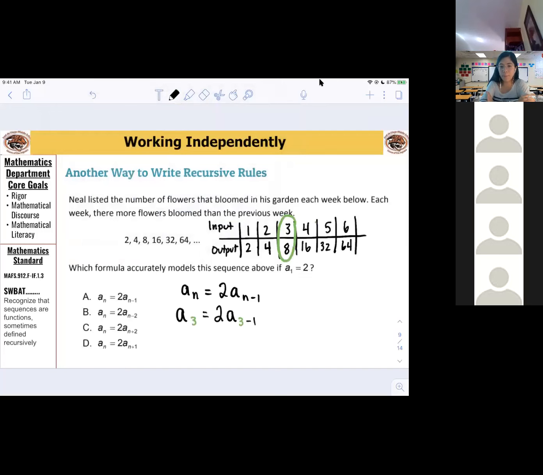Isn't that supposed to be minus 1? Yeah, minus 1 is what it's saying. Since I plugged in a 3, 3 minus 1 gives me 2. So what is this saying? This is saying 2 times a of 2. So that means I have to look back, and when my input was 2, what was my output?